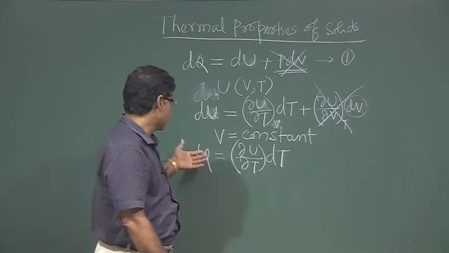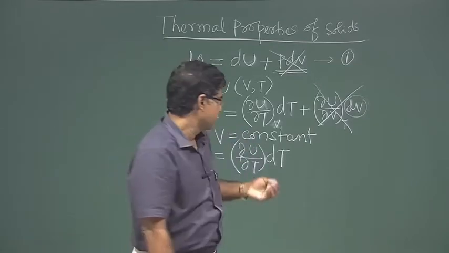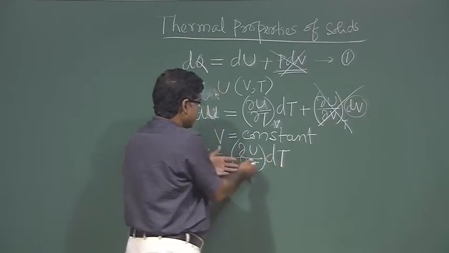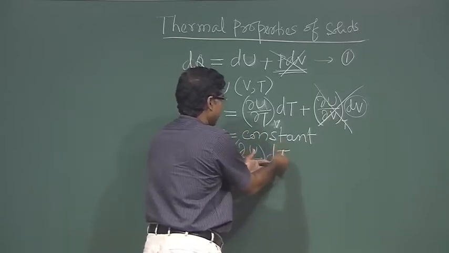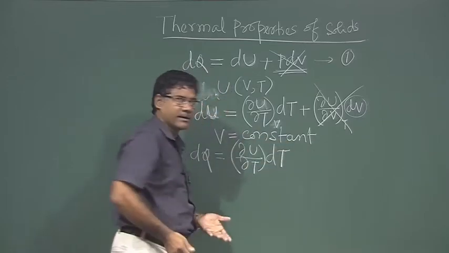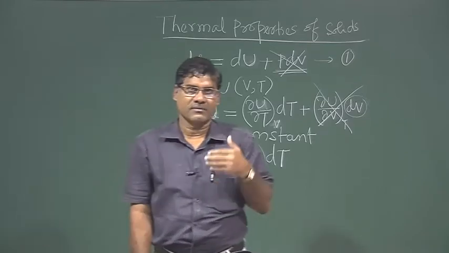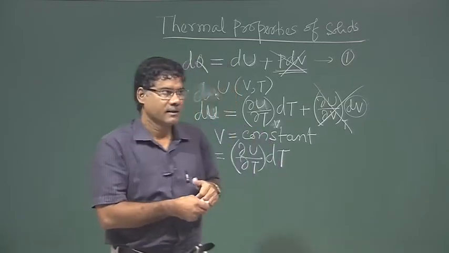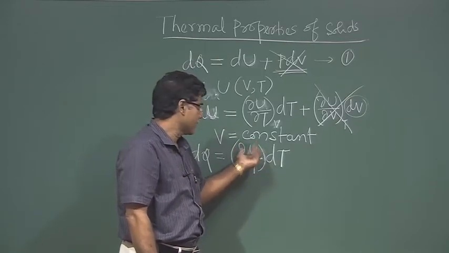If due to this heat, the temperature of the system changes by dT, then dq will be equal to this. So, due to the change of temperature dT, what is the change of internal energy? That is the relation of external thermal energy to the internal energy of the system. Okay.